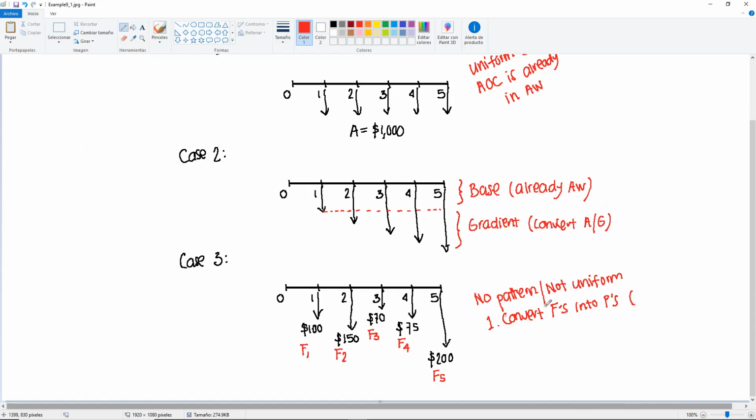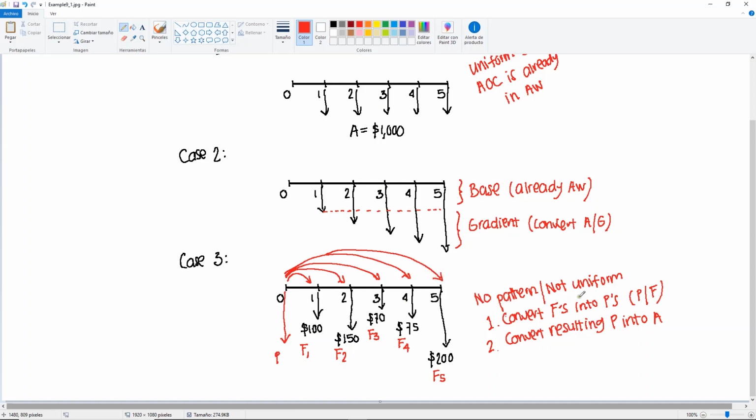And what factor are you going to be using here? It's going to be find P given F for each and one of them. Remember that the N will change because here you have 1 year, here you have 2, 3, 4, and 5. Once you have everything in year zero, your next step would be to convert the resulting P into A. Or in other words, whatever you have here, draw it. Now the P that you have here, you have to distribute it evenly among these 5 years. And you will be using find A given P.